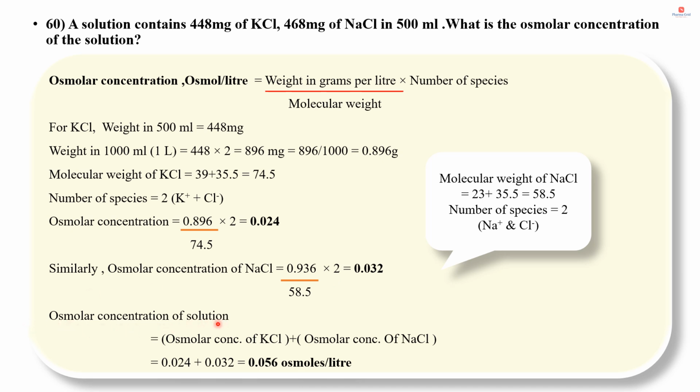Next we can calculate the osmolar concentration of the solution. So osmolar concentration of solution is equal to osmolar concentration of potassium chloride plus osmolar concentration of sodium chloride. That is equal to 0.024 plus 0.032, that is equal to 0.056 osmoles per liter, which is the osmolar concentration of the solution.